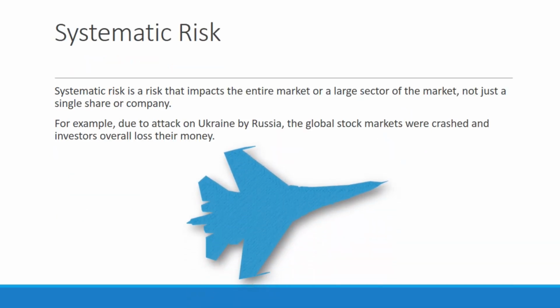The first is systematic risk. Systematic risk is a risk that impacts the entire market or a large sector of the market, not just a single share or a company. For example, due to the attack on Ukraine by Russia, the global stock markets crashed, and investors overall lost their money. In risk management, the systematic risk is calculated by beta.